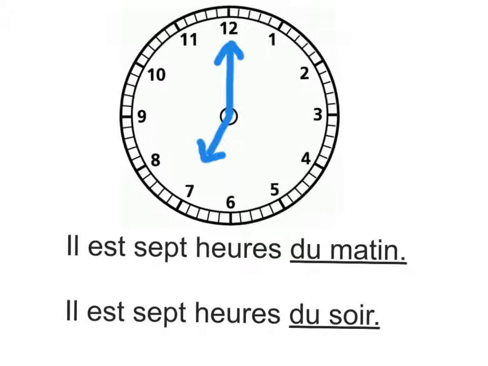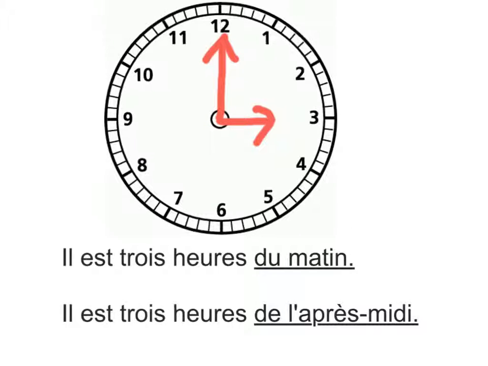So we say that by saying two different expressions. So here we have il est 7 heures du matin. Il est 7 heures du matin. This means it's 7 o'clock in the morning. Il est 7 heures du soir. Du soir means that it's 7 o'clock in the evening.